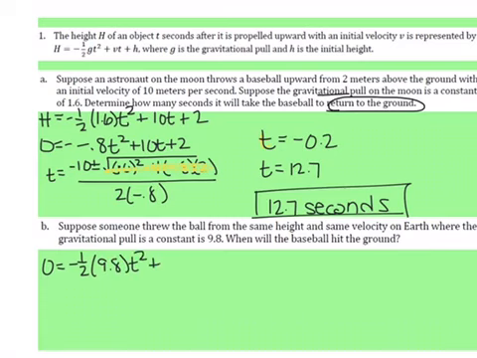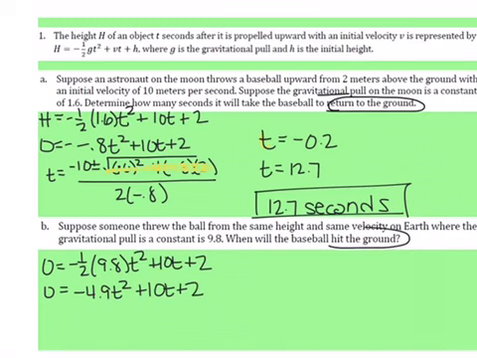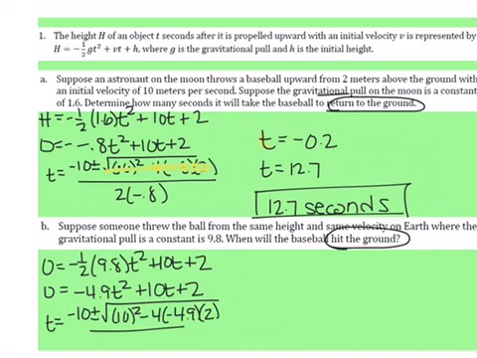But I'm still going to have plus 10t plus 2 because my initial velocity and my initial height stay the same. So when I simplify this, I get negative 4.9 t squared plus 10t plus 2. And again, since it's talking about when it hits the ground, we're going to use the quadratic formula. So I'm going to get t equals the opposite of b plus or minus the square root of b squared minus 4 times a times c, all divided by 2 times a.